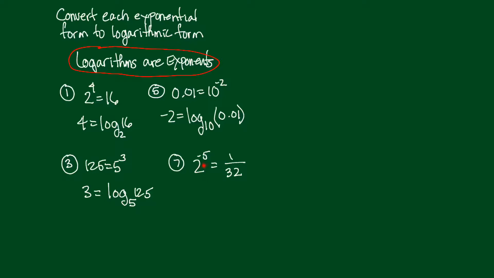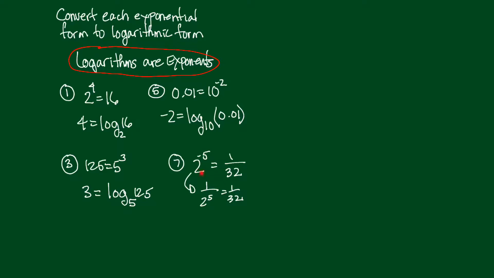And on to number 7. Exponential form. 2 to the negative 5 is 1 over 32. Well, first of all, do you believe that? What is this? Isn't it just 1 over 2 to the 5th, which is 1 over 32? All right. So we do believe this, right? It is a true statement. But let's convert it from this exponential form to logarithmic form.